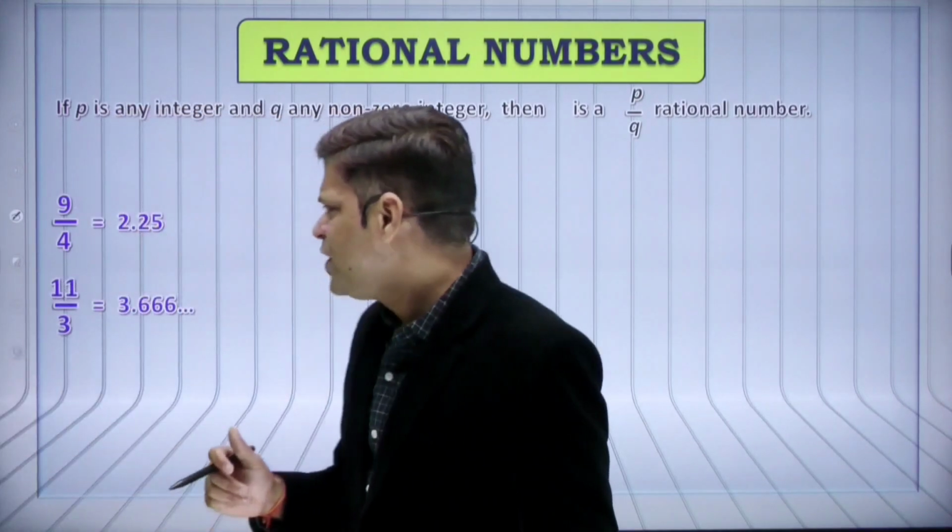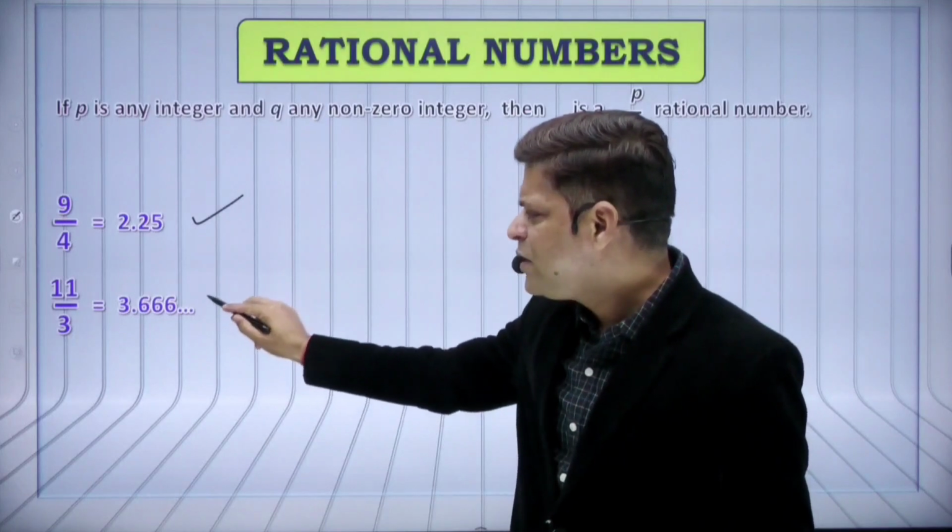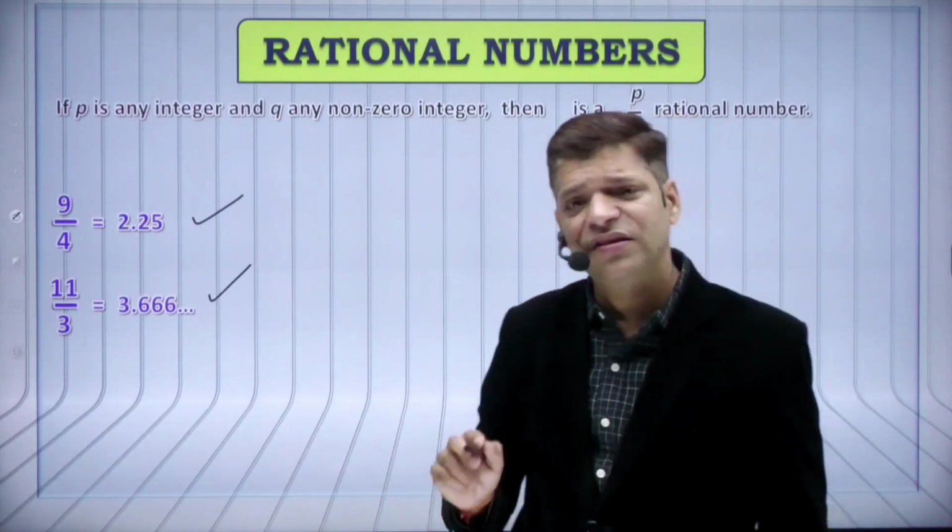Here we are taking some examples, that is 9 by 4, which is 2.25, and 11 by 3, which is 3.666.